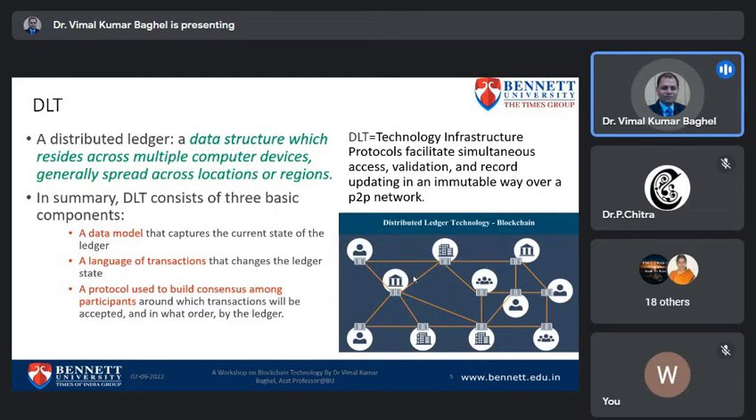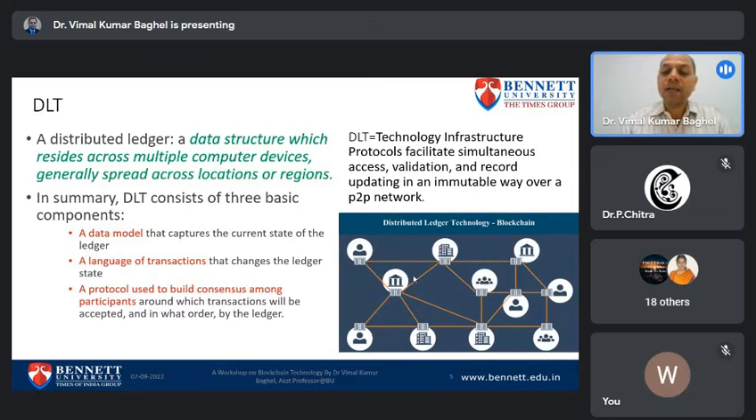That data model will capture the current state of the ledger, which is spread across all the stakeholders. And we have a language of transactions that changes the ledger state. This language of transactions is used to write the smart contracts. These smart contracts are available inside the blockchain, inside this decentralized ledger technology platform, and those smart contracts are driving the transactions. We'll discuss smart contracts a little later.